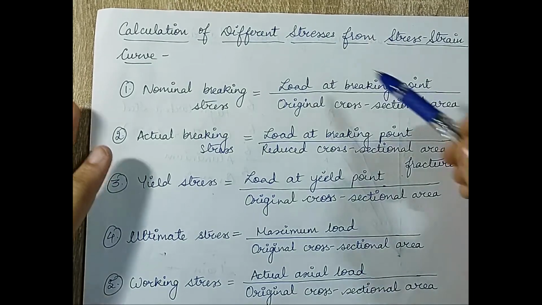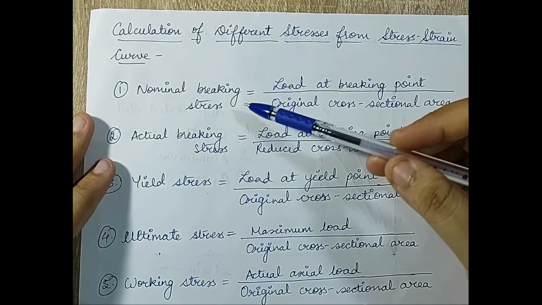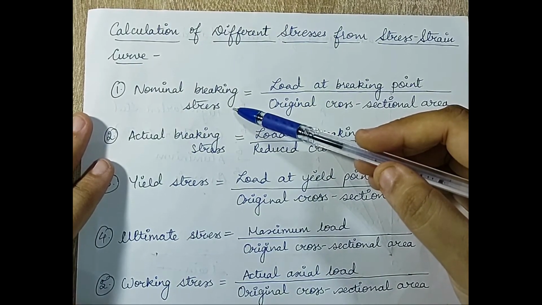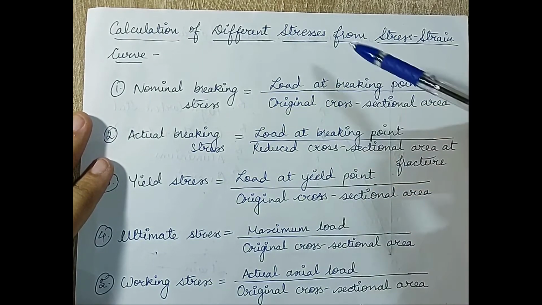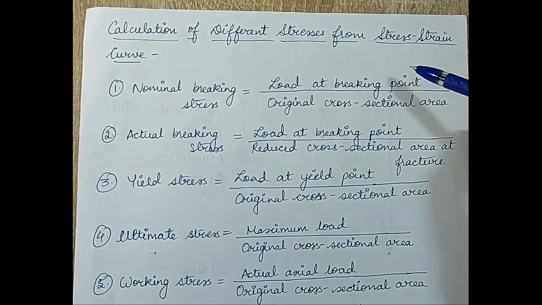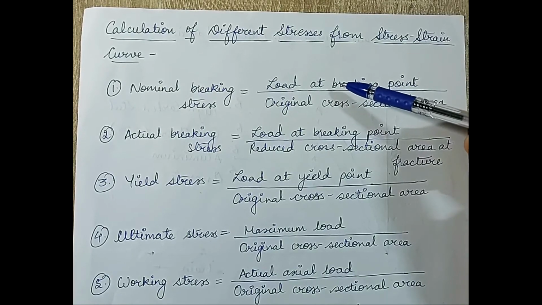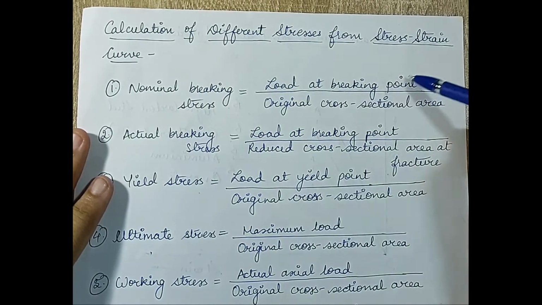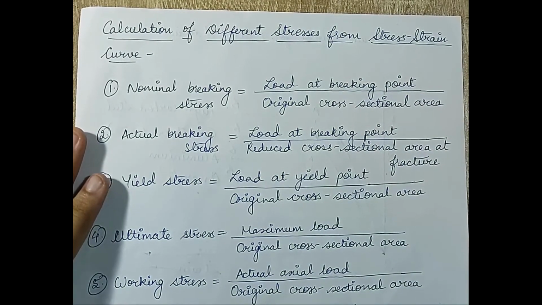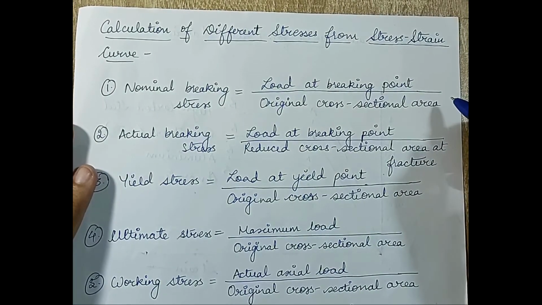Next, we will discuss the calculation of different stresses from the stress strain curve. The first one is nominal breaking stress. This is something which you calculate at the breaking point, which was the rupture point F. So you'll use the formula load at the breaking point. So when you use the UTM, the load constantly increases, and when the material ruptures, after that it starts decreasing. So at the rupture value, whatever load you find, that is to be considered here, divided by the original cross-section area of the body. For calculating the cross-section area, we'll use the formula pi by 4 d square.